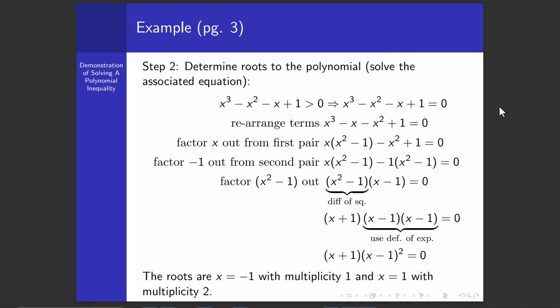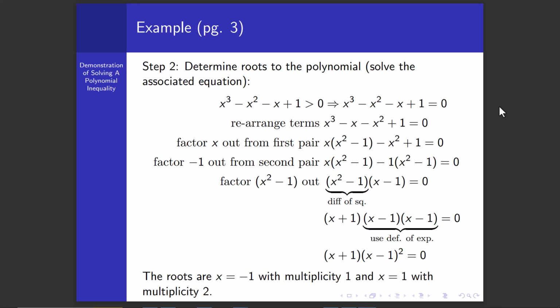Now our second step is to determine the roots to the polynomial, and some people may refer to this as solving the associated equation. Now on this slide, the steps that I have done are also written out in words so that you can follow what I did. So starting with our inequality, x cubed minus x squared minus x plus 1 greater than 0, we've changed that to the associated equation by saying x cubed minus x squared minus x plus 1 is equal to 0. We're going to find those critical numbers.